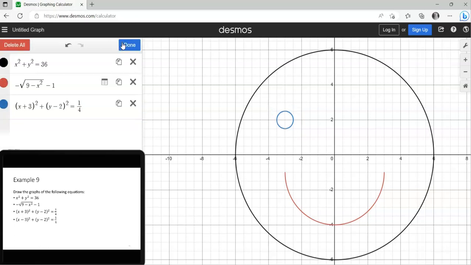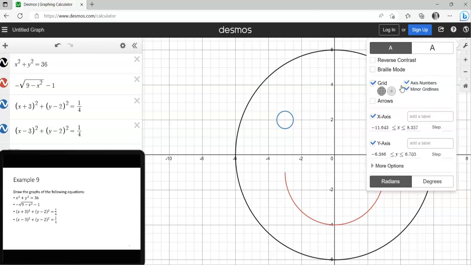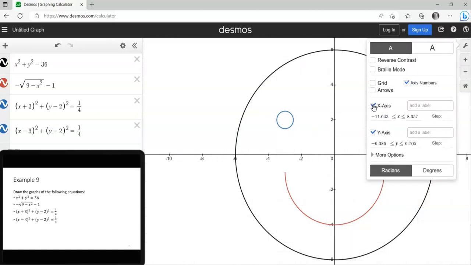And let's see here, if I go here and copy this and change this last one to minus, there is the graph. And let's clear off the grid and the axes.